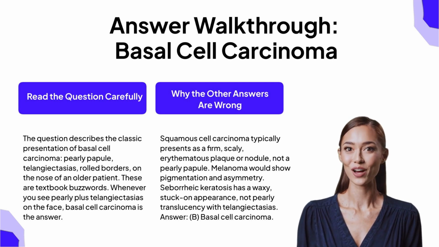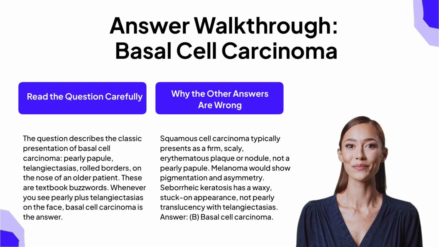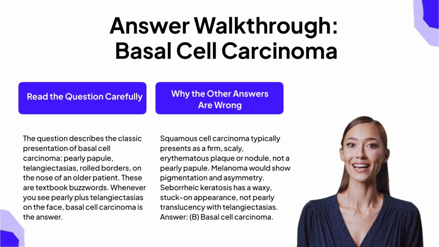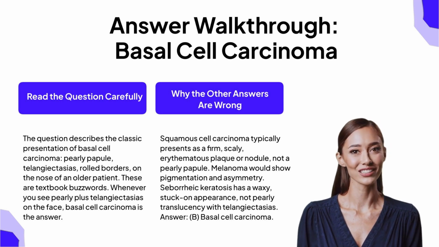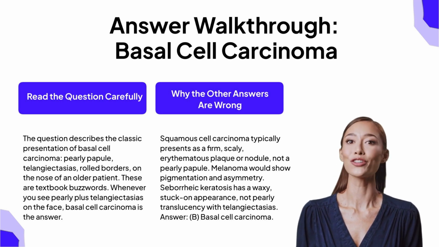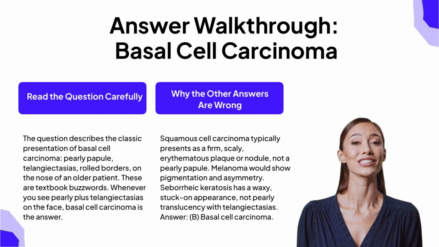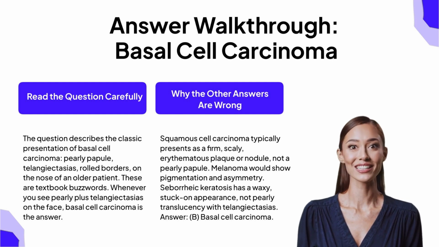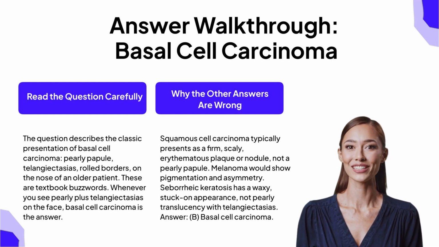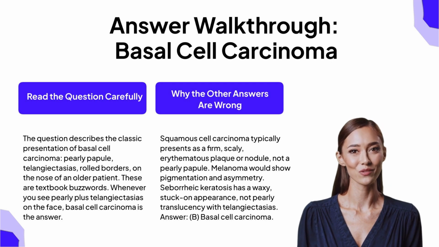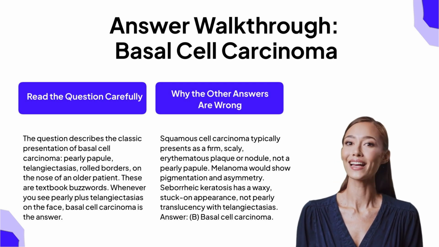Now let us go through why the other answers are wrong. Squamous cell carcinoma typically presents as a firm, scaly, erythematous plaque or ulcerated nodule, not a pearly translucent papule. Melanoma would show pigmentation changes, asymmetry, and irregular borders consistent with the A, B, C, D, E criteria. Seborrheic keratosis has a characteristic waxy, stuck-on appearance and typically occurs on the trunk, not with pearly translucency and telangiectasias.